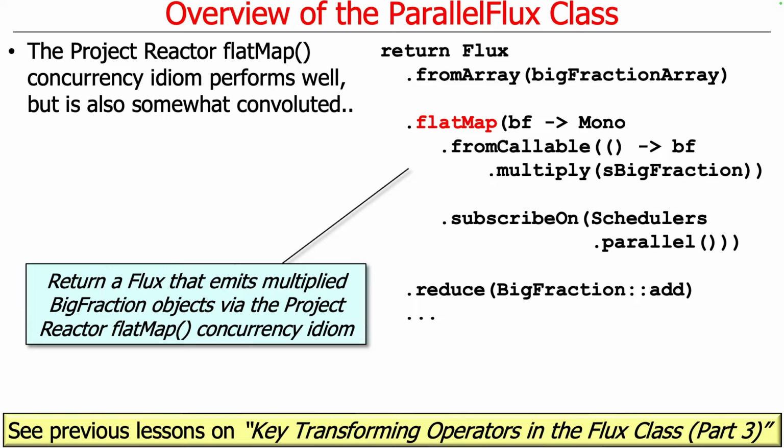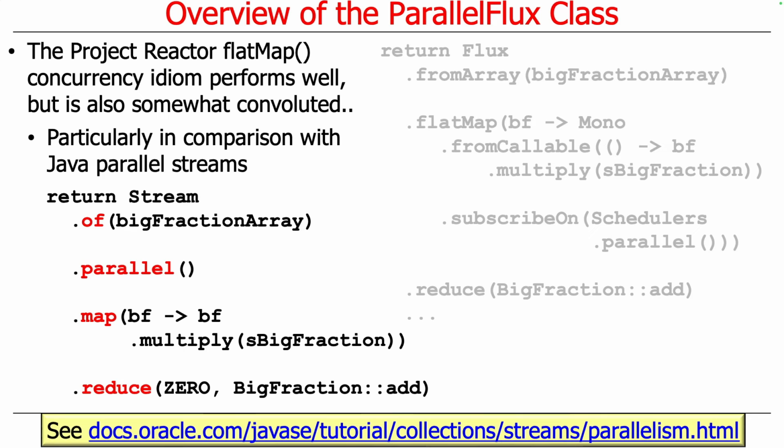So we know about the flatMap concurrency idiom, which works. It's efficient, but it's also a bit convoluted. So the way you do it is you have flatMap, and then inside of flatMap, you have these inner publishers that are going to be publishing events, and they're going to be running on other threads of control. So you can see here, we're going to have flatMap, and then we're going to subscribe on the processing of the monos within here, and that is just a bit more syntax than we might want.